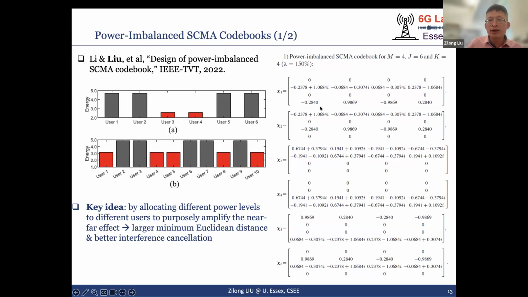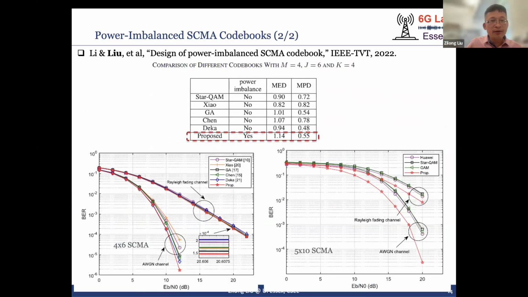Here you can see an example of our designed codebook, and you can see our power allocation among different users. In this case, for the 4x6 SMA system, by using our proposed codebook, we are able to achieve the largest minimum Euclidean distance, and we are able to achieve a very good minimum product distance.